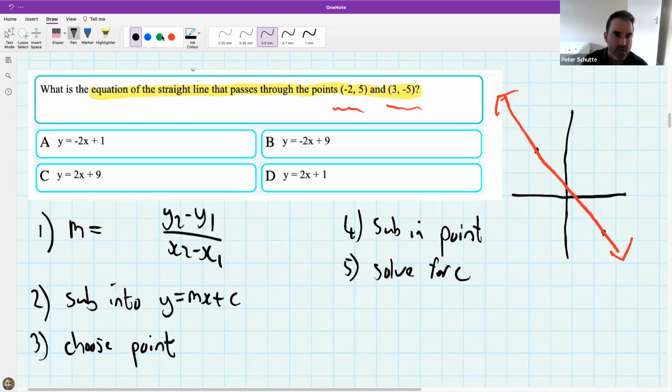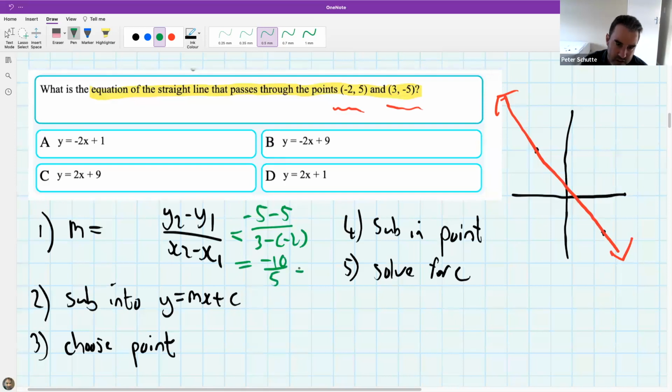So everyone is saying -2 for gradient. I don't know what the answer is yet, but let me see if I can do it. So -10/5, I get -2. Yeah, and that makes me happy because when I look at my picture, you can see the gradient is negative. So sub into this, well, what's that going to look like? Now that I know what the gradient is, I've got to sub it into this. And so I get y equals -2x plus c.